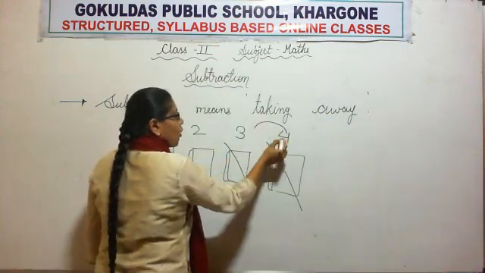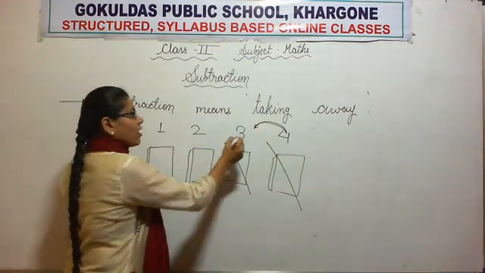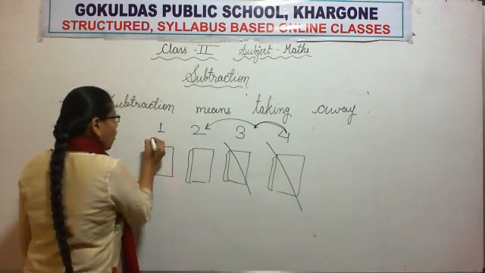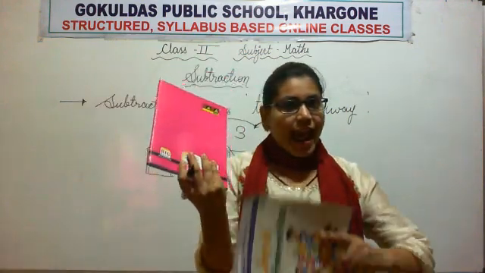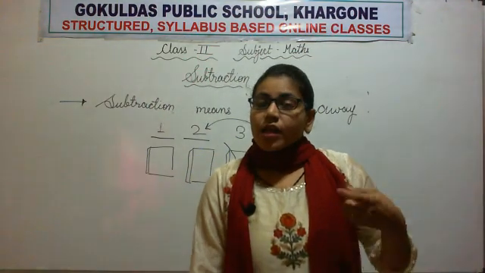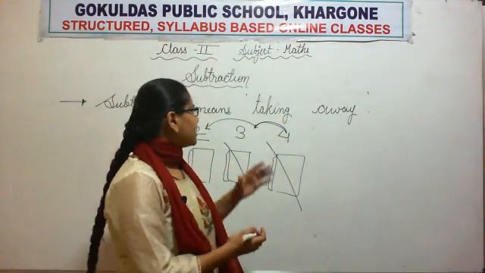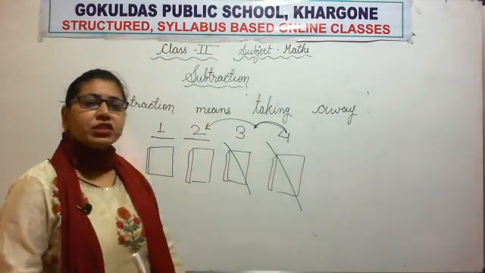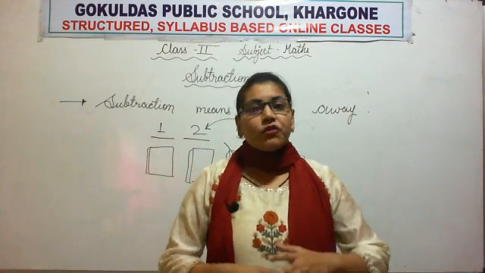First she took 1 book, so I was having 3 books. Then she took 1 more book. So now I have 1 and 2 books. So this is subtraction. What does subtraction mean? Subtraction means taking away. And subtraction is opposite of addition.